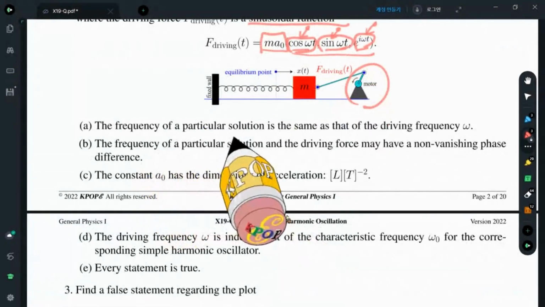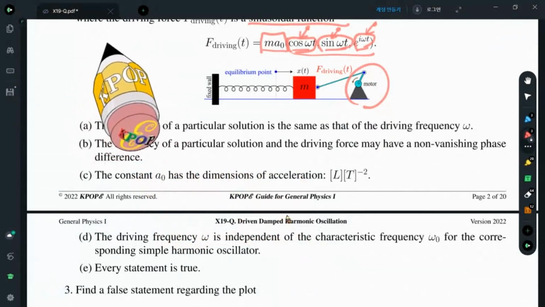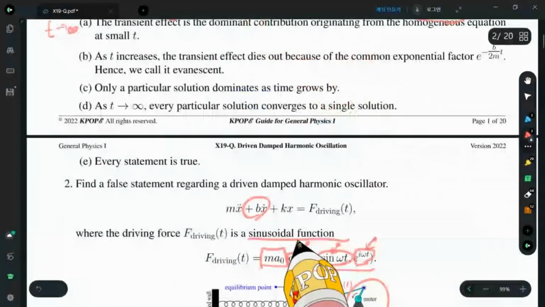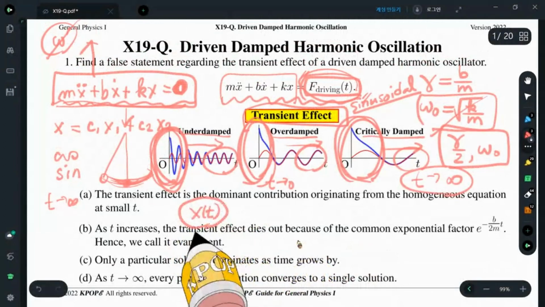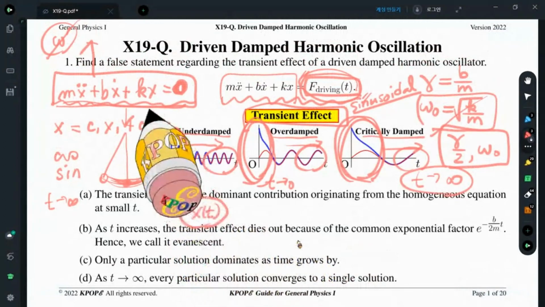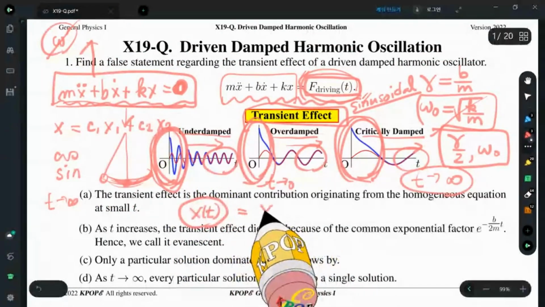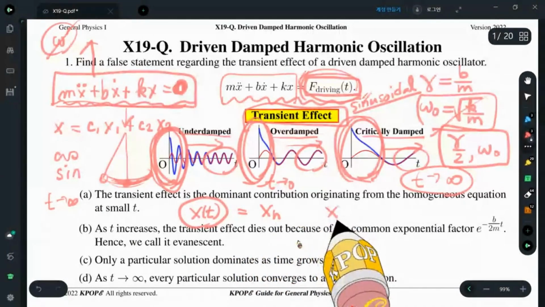Okay, the frequency of a particular solution. We have the equation of motion that has a solution x of t, and x of t has a solution that is a linear combination of this and this.